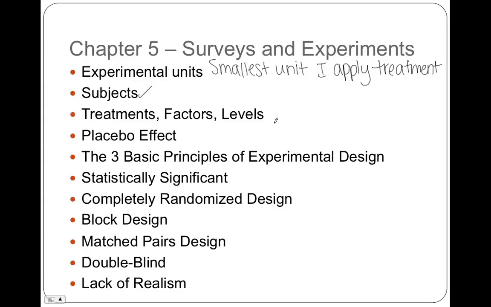Treatments, factors, and levels. There was a really good video that explained the difference between those three. Go back and watch that one if you need to, okay? It's still up. I think we're probably clear on the placebo effect. Students usually have a pretty good understanding of that. The three basic principles of experimental design, those are control, randomization, and replication.